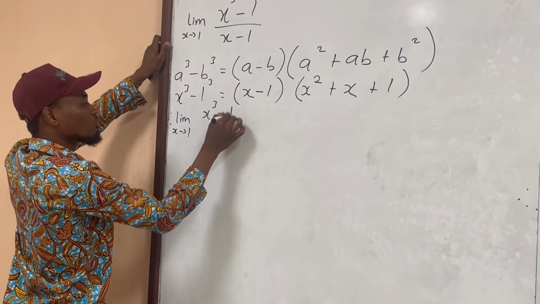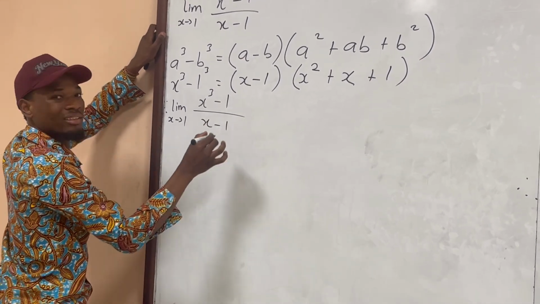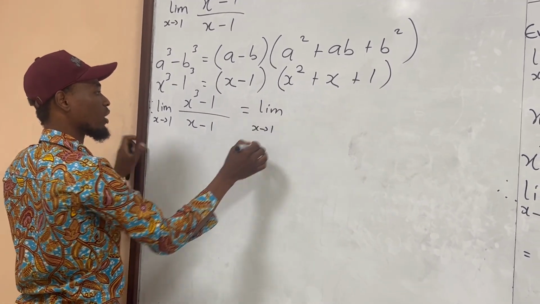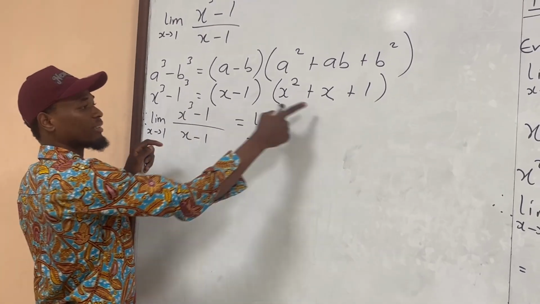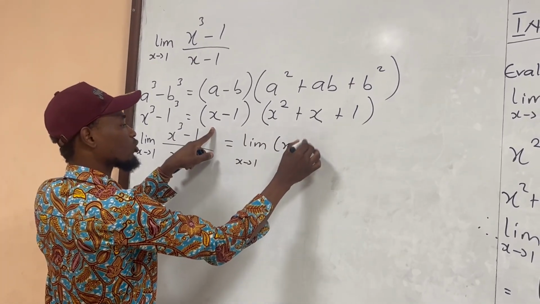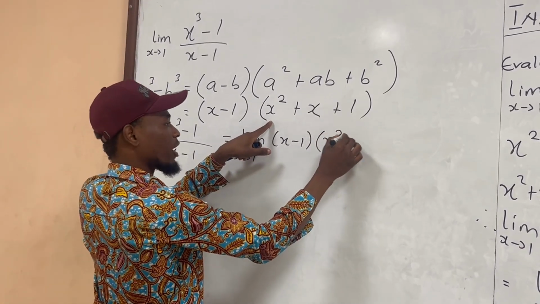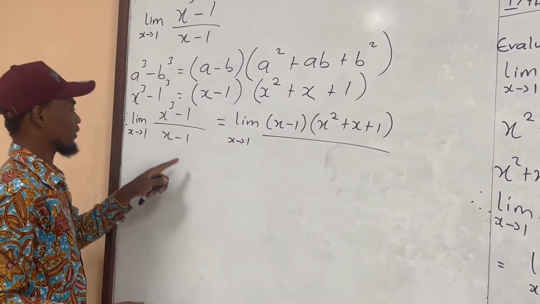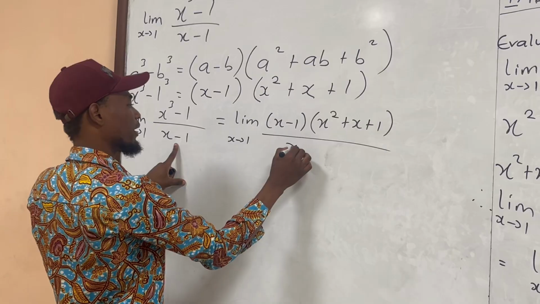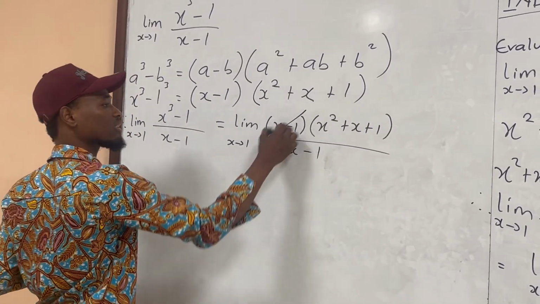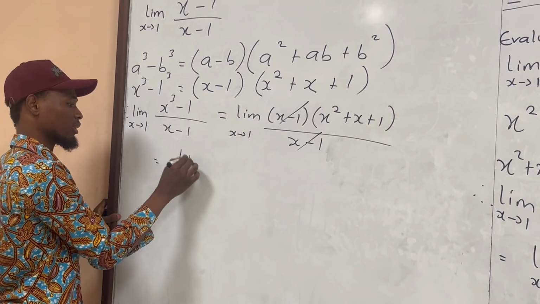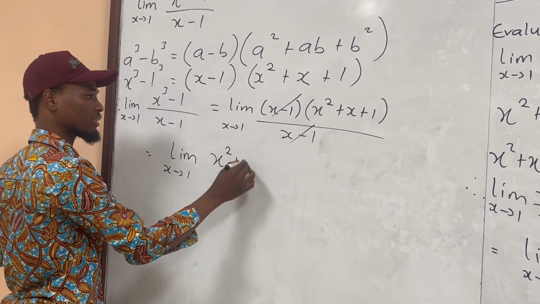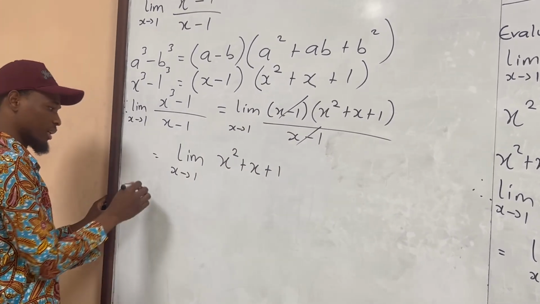So in other words, we can say that therefore, the limit as x approaches 1 of (x cubed minus 1) all over (x minus 1) is the same as the limit as x approaches 1. Then the numerator is the same as this, right? So I have (x minus 1)(x squared plus x plus 1) all over the denominator, x minus 1. So this cancels this. So I have the limit as x approaches 1 of x squared plus x plus 1.